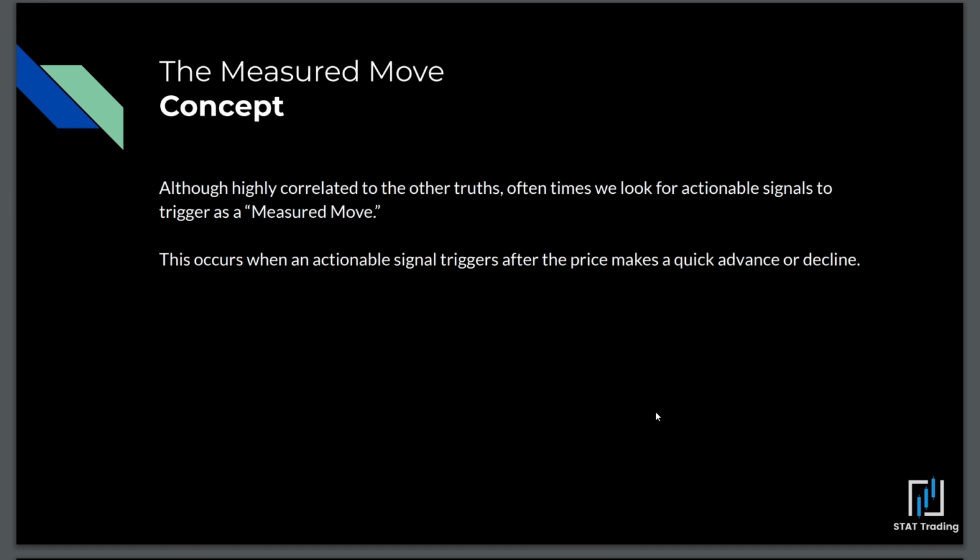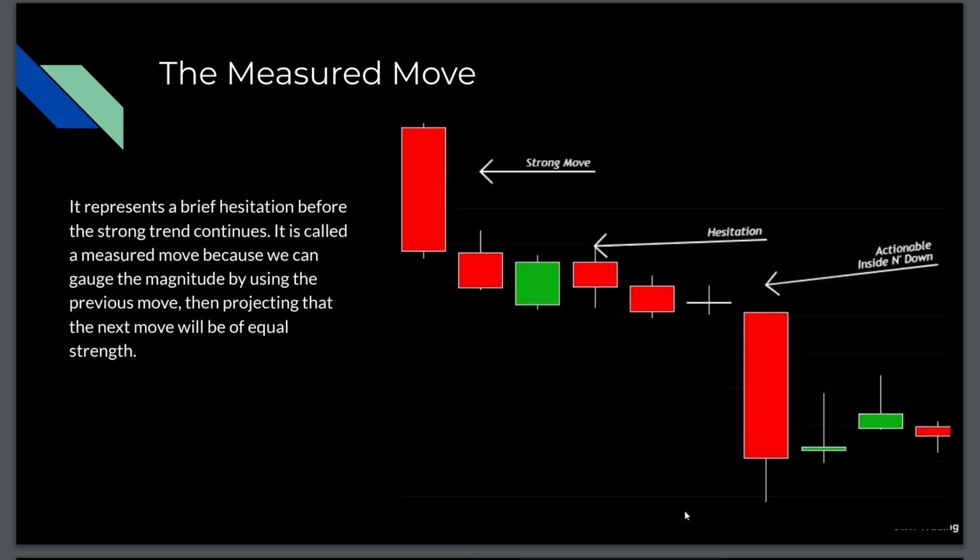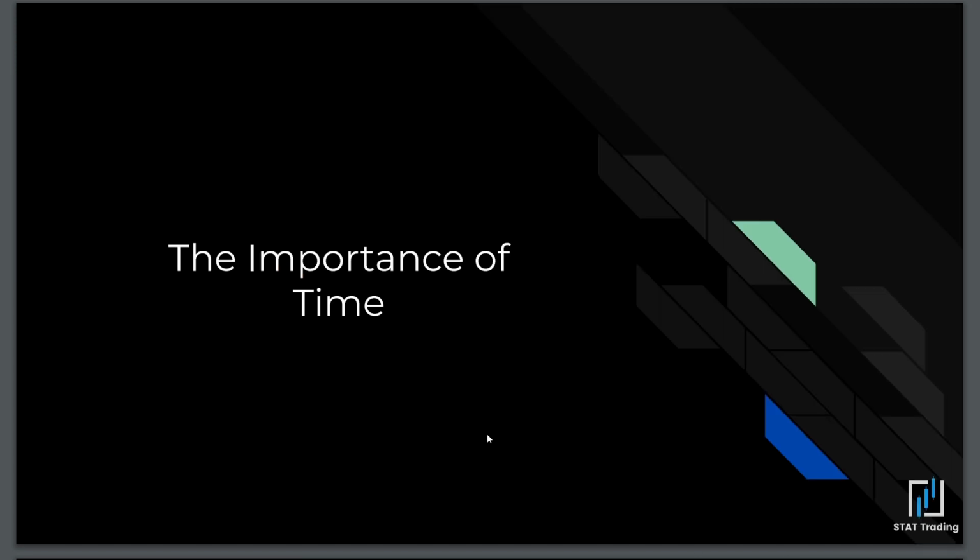So now the measured move. Although highly correlated to other truths, oftentimes we look for actionable signals to trigger as a measured move. And this occurs when an actionable signal triggers after price makes a quick advance or decline. So in this example, we talked about this yesterday. DXCM, nice big strong move, hesitation, then the inside and down that triggers as a measured move of this move here. So we look for that to do the same size. And it's just projecting that previous move.